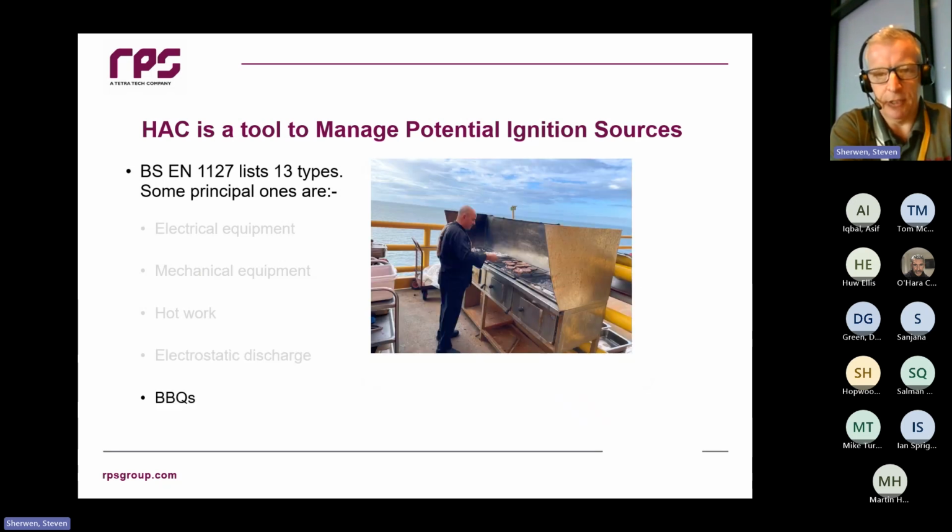And lastly, barbecues. It's always a good idea to ensure that your barbecues are outside a hazardous area. And that's not a Photoshop, that is in fact a barbecue on an offshore installation in the North Sea. What you can't quite see from that photo is that the actual production area was a good 100 meters away across a bridge in the middle of a rather windy North Sea. So yes, it's perfectly safe to have a barbecue there.